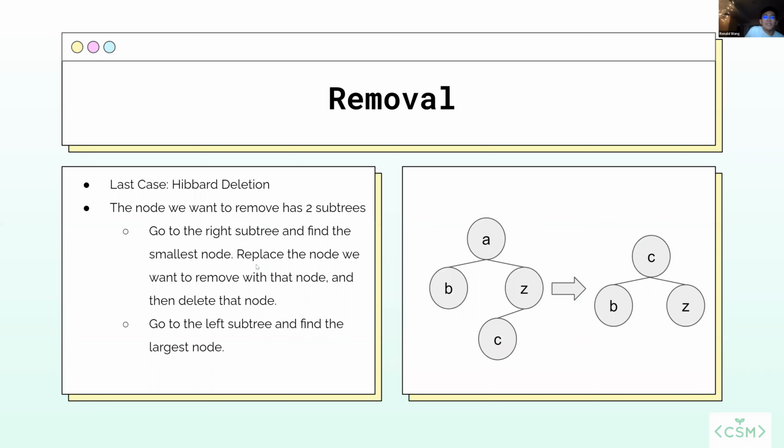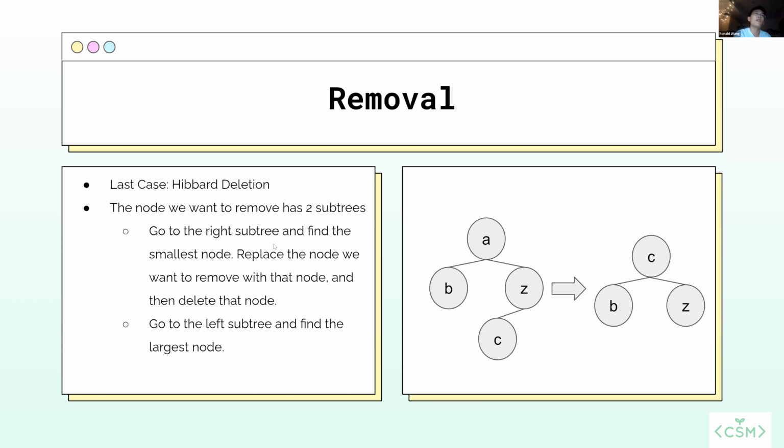The last case of removal is a bit more complicated, and we're going to use a process that we call hybrid deletion. All right, and so this case is when the node that we want to remove has exactly 2 subtrees, and there are 2 variations to hybrid deletion. There is right hybrid deletion and left hybrid deletion. Starting with right hybrid deletion, we're going to go to the right subtree of whatever node we're trying to delete and find the smallest node inside of that subtree.